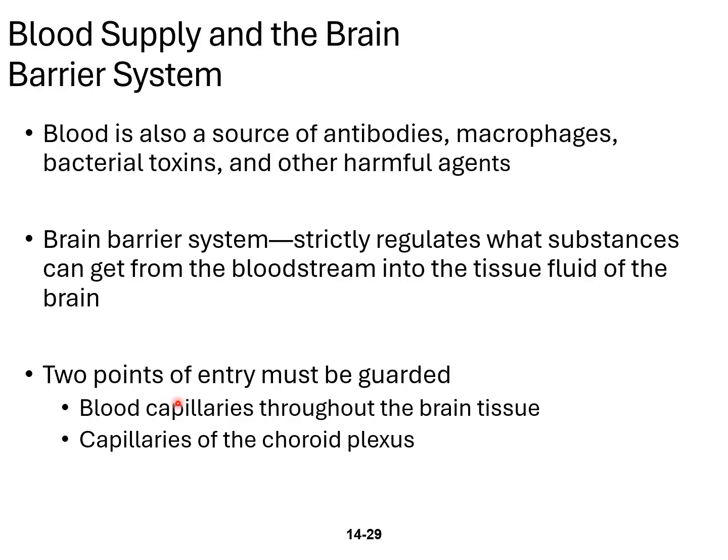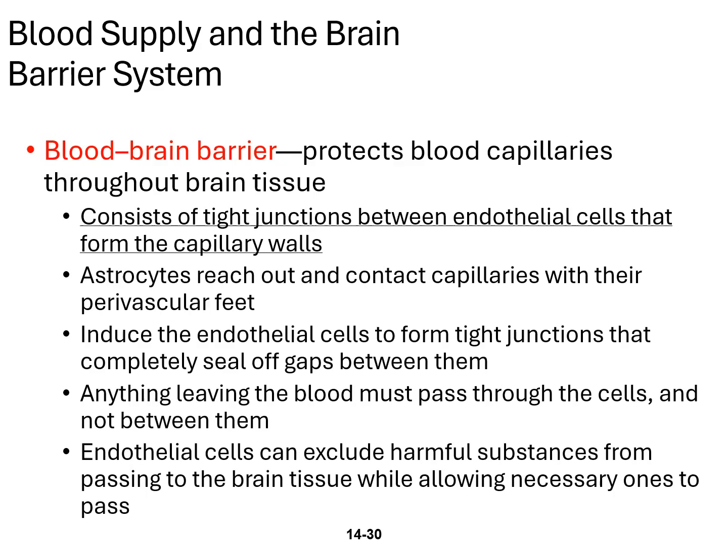So there are 2 points: the blood capillaries to the brain tissue, and then the capillaries of the choroid plexus. We talked about the ependymal cells in the choroid plexus and how they limit stuff going in. So we're going to focus more on the blood capillaries going to the tissues. That's called the blood-brain barrier, and it's going to protect the blood capillaries throughout the brain tissues. It's going to have tight junctions between the endothelial cells that form the capillary walls.